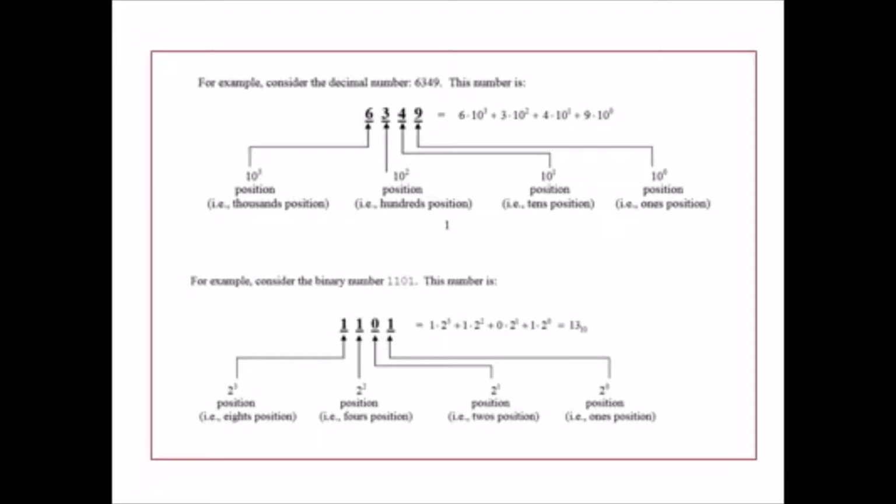This is how the decimal number and the binary numbers are shown. If you see 6349, 9 is in the ones position, 4 is in the tens position, 3 is in the hundreds position, and 6 is in the thousands position. In the same manner, take the binary number 1101. The rightmost 1 is in the 2 power 0 position, 0 is in the 2 power 1 position, 1 is in the 2 power 2 position, and 1 is in the 2 power 3 position.